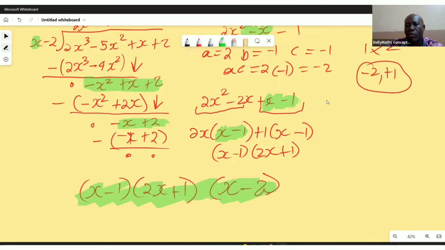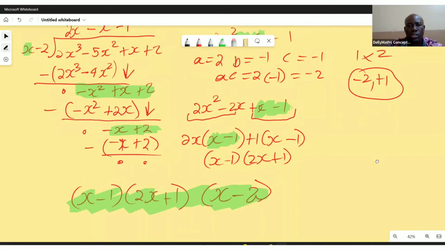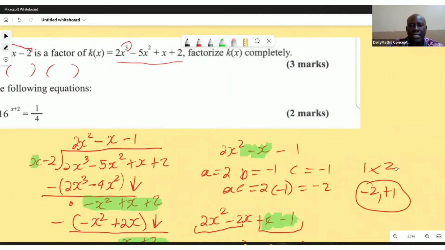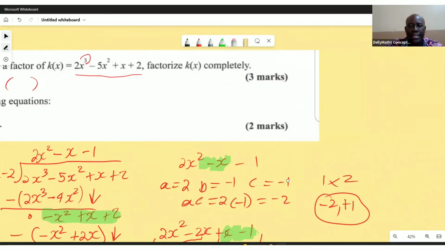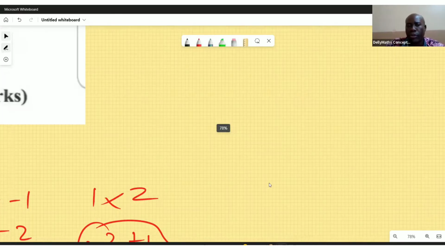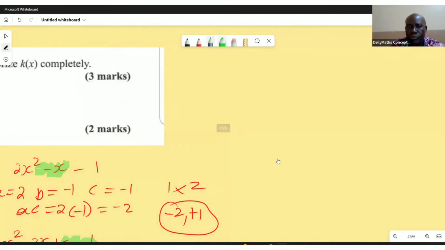All right, let's look at the other question. The other question is an exponential question. So we're looking at 16 to the x plus 2, right? So we're looking at 16 to the x plus 2.